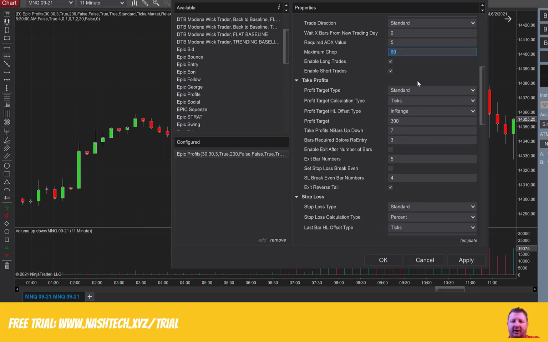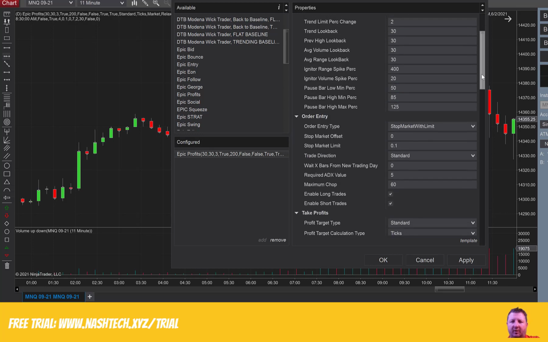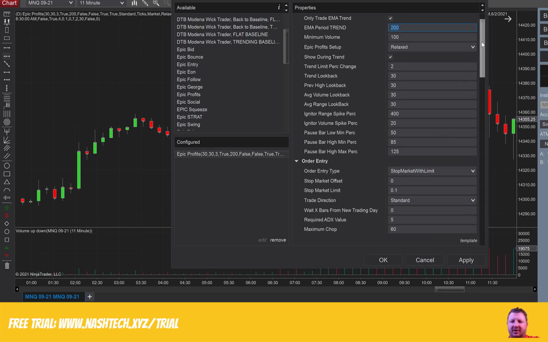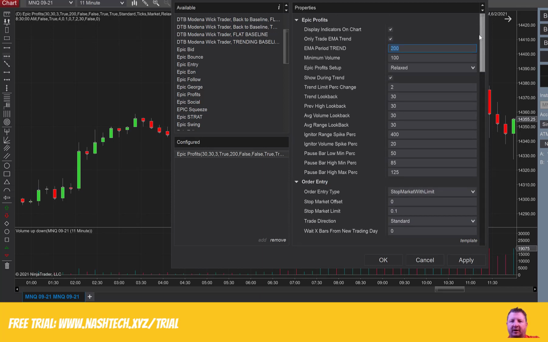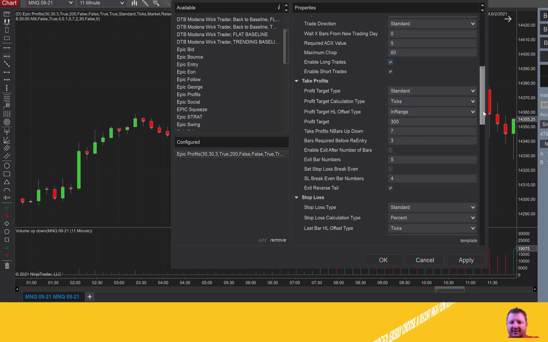Okay, enable long trades, enable short trades. You can disable these here. This would overwrite whatever you're doing up here in the EMA. Actually, it wouldn't overwrite it. It just wouldn't trade long if you were below the 200 EMA; it would work together. So it's not going to trade long ever if this is disabled. All right, so those are pretty standard.